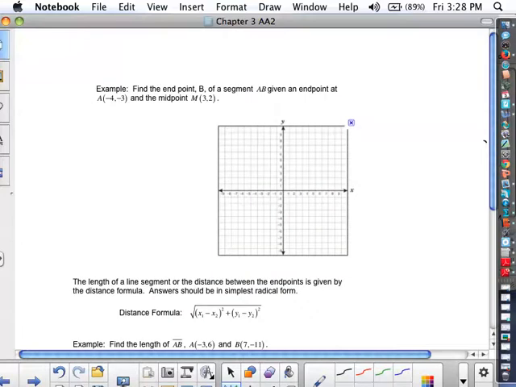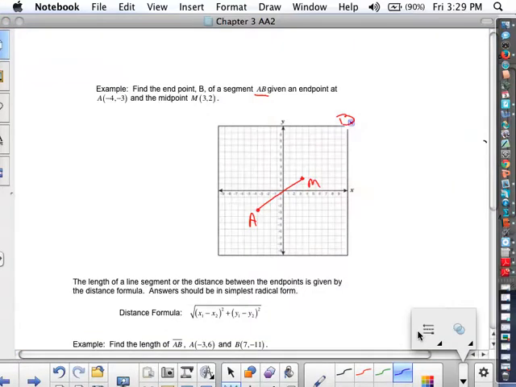The other one that I think you should have seen in geometry is you're given an endpoint and you're given the midpoint, and you have to find the other endpoint. So now we're told in this problem to find endpoint B of segment AB. So point A is at minus 4, minus 3, and that's A. Then the midpoint is at 3, 2. And so B is somewhere up here, because this is half of the line. A couple ways to look at this. I'm going to show you 3 different ways to think about this problem.